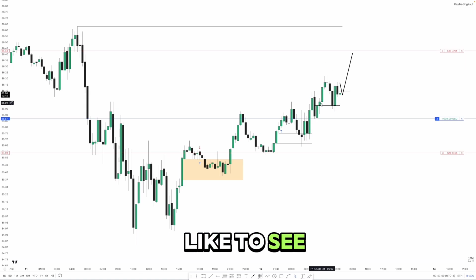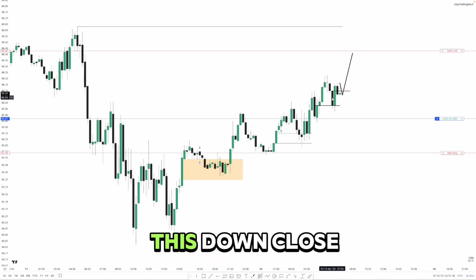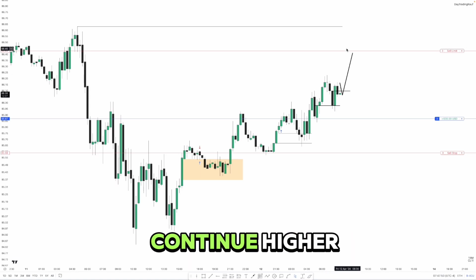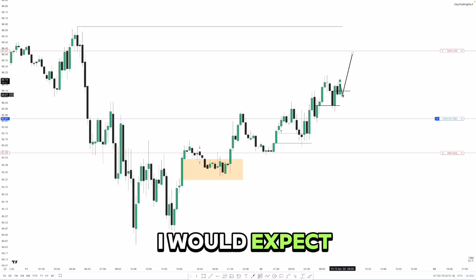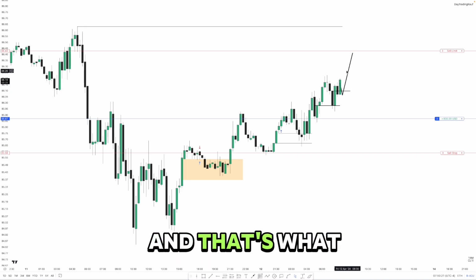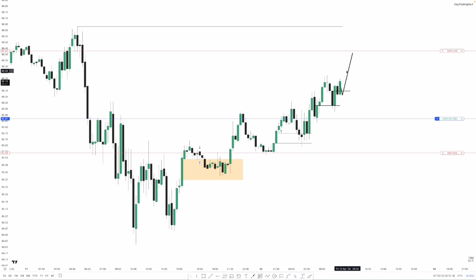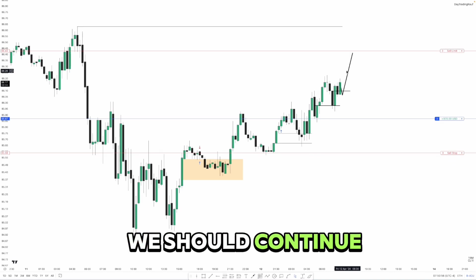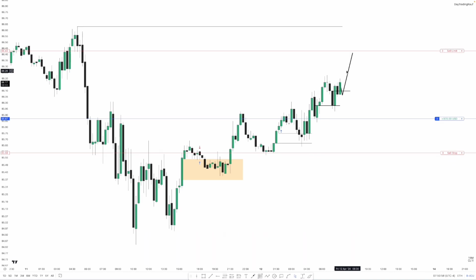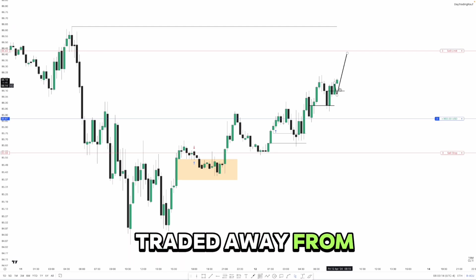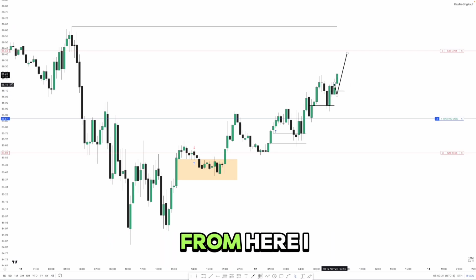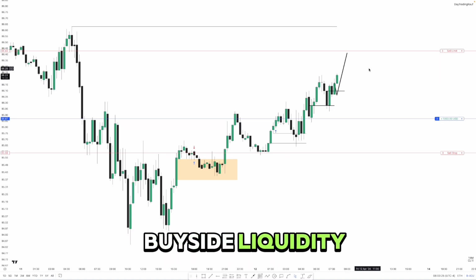Ideally, I would like to see us not break past the mean threshold of this down close candle and we just continue higher. And as I said before, I would expect price to start trading higher, and that's what we're doing right now. I do believe we should continue higher with no resistance. And now we have the new hourly candle being printed and price has traded away from the proportion candle. From here, I would like us to start trading higher now, and we will take out the buy side liquidity.